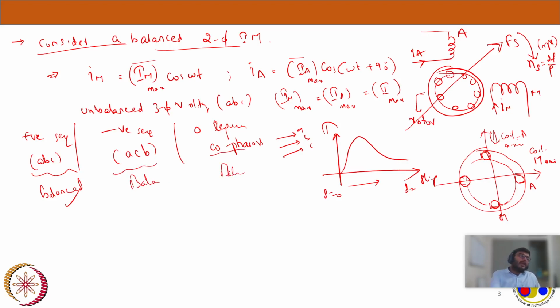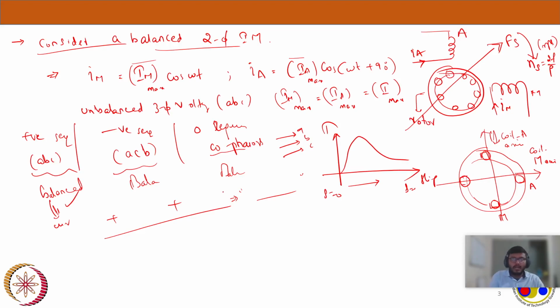So this is the idea. We find the sequence voltages, divide by impedance, and find the individual balanced currents. Then we add them all up at the end to find the total current flowing in the three phases. That's for an unbalanced three-phase voltage. Now, in the case of an unbalanced two-phase system, there is no zero sequence.